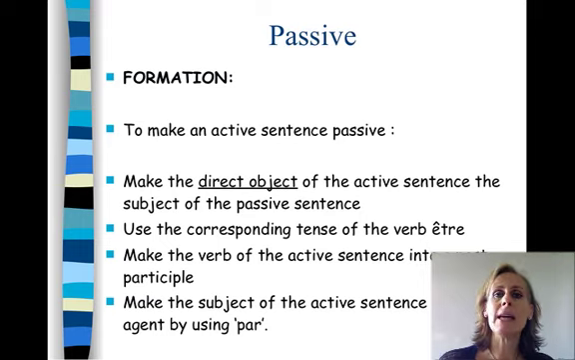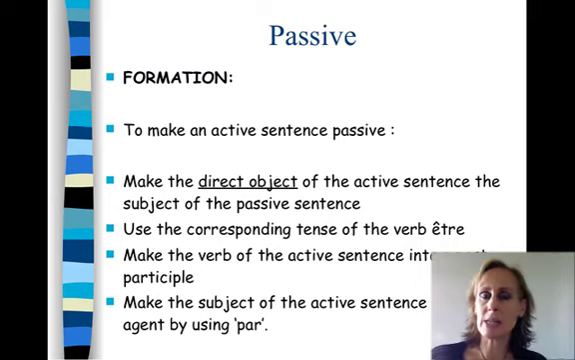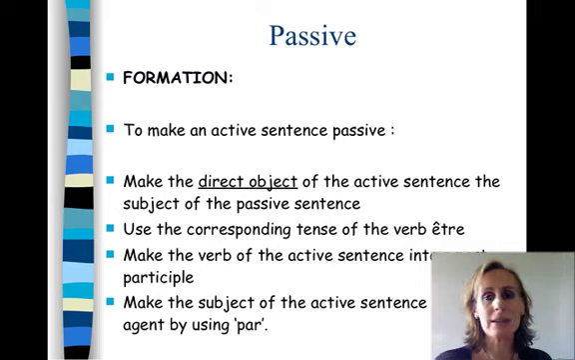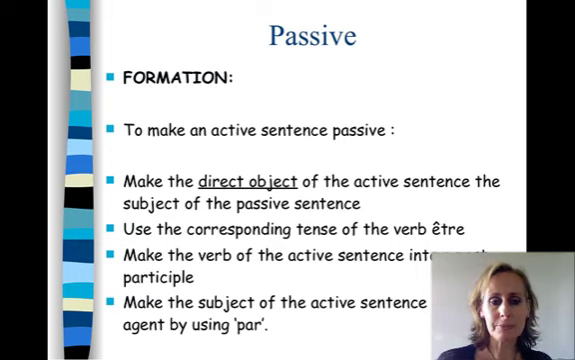The maid makes the bed. That was the present tense of the verb to make. So now we use the past participle: made. The beds are made. The passive operates in French the same as it does in English. And then we make the subject of the active sentence into an agent by using par la bonne, by the maid.